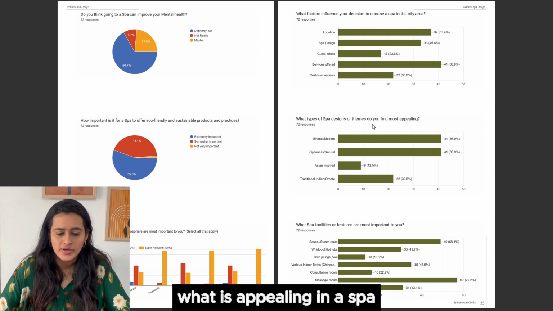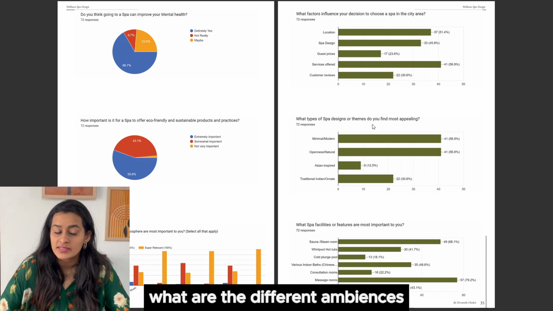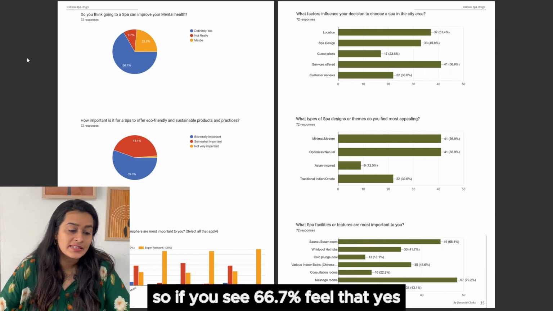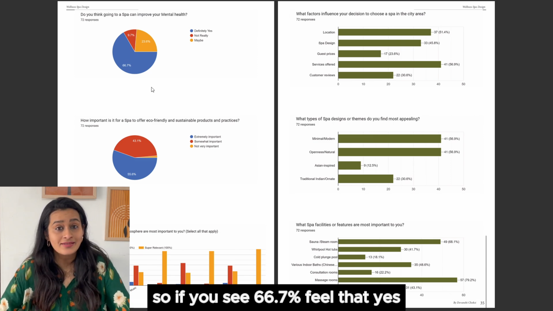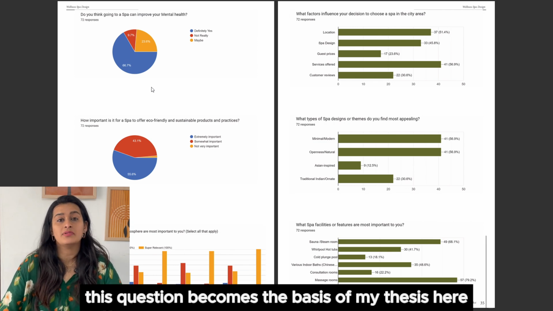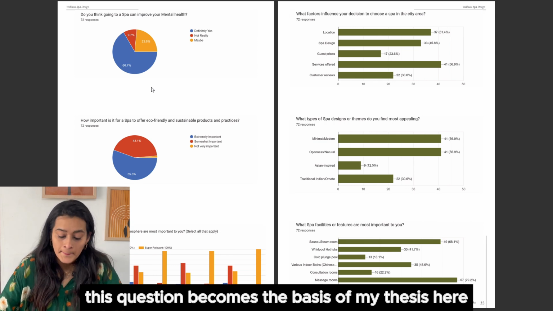Next, again, we spoke about location. We spoke about what is appealing in a spa. What are the different ambiances? Do you think a spa can improve mental health? If you see, 66.7% feel that yes, a spa can improve mental health, and hence this question becomes the basis of my thesis here.